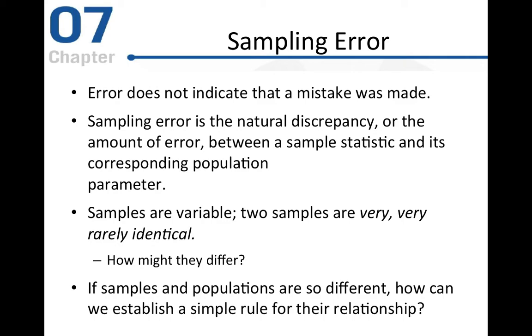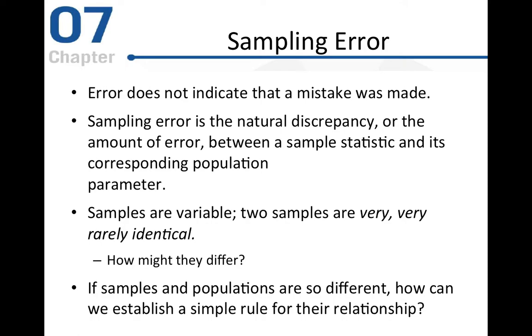Samples are variable. Two samples are very, very rarely identical. How might they differ? I mean, they will have different people in them. They could have a different number of people. People carry a lot of characteristics with them that just make them unique. For this reason, when we use a sample, most likely, if we pull another sample, they're going to be different. If they come from the same population, then we can use that information to infer information about the population, but it doesn't necessarily mean that the two samples are exactly the same.